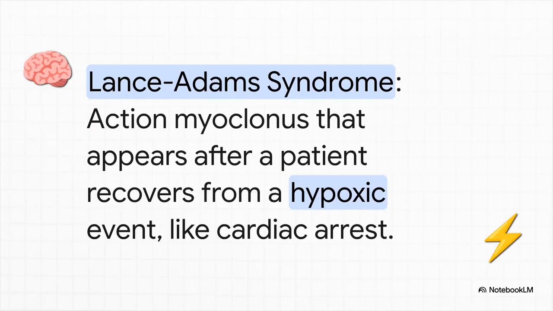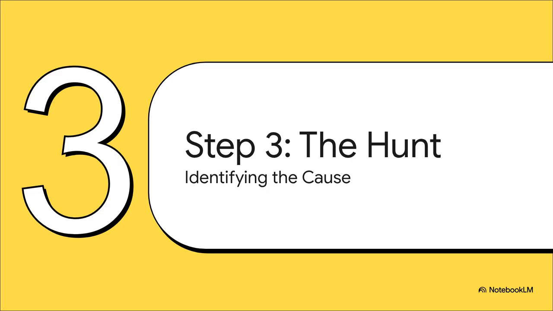And let me give you a classic example of cortical myoclonus you absolutely have to know. Picture this. Your patient just survived a cardiac arrest. They're recovering, but now every time they try to move, they have these intense action-triggered jerks. That right there is likely Lance-Adams syndrome, a direct result of that hypoxic brain injury. Okay, let's circle back to that huge number. 72% of cases are symptomatic. That brings us perfectly to step 3, the hunt.